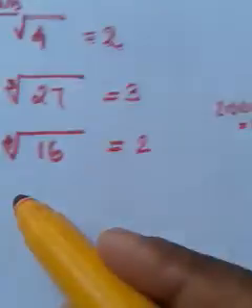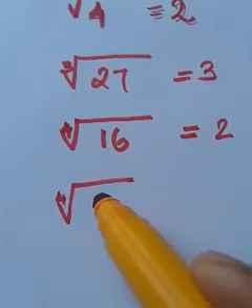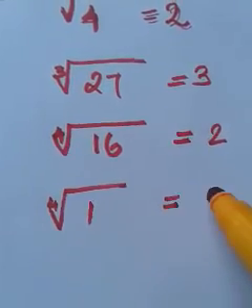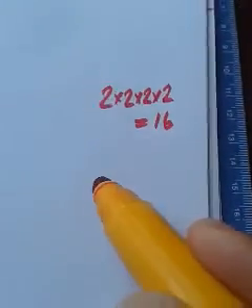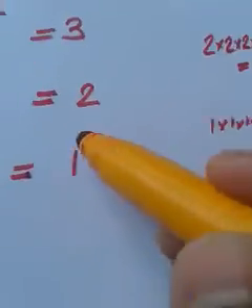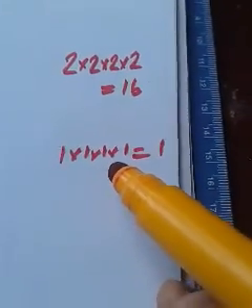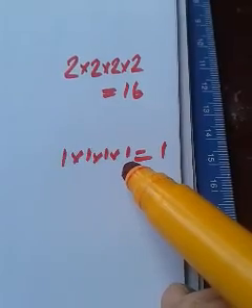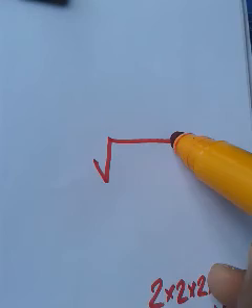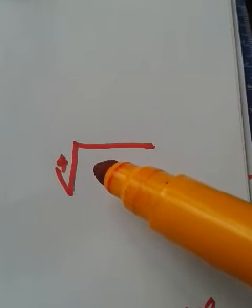Then, can you tell me the 4th root of 1? The 4th root of 1 is 1 itself. Why? Because 1 into 1 into 1 into 1 is nothing but 1. That's why I have mentioned the 4th root of 1 as 1 itself. You may understand, no? Then let me ask you one more question. What is the 4th root of, let me give you a question.